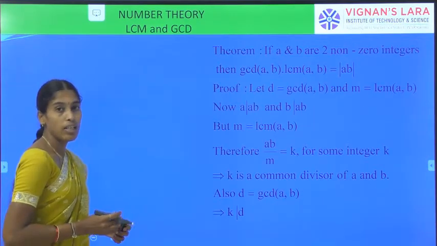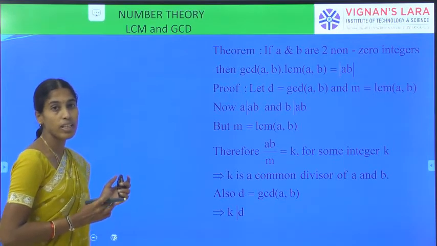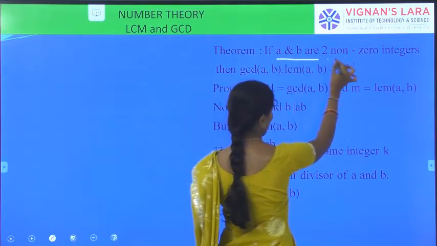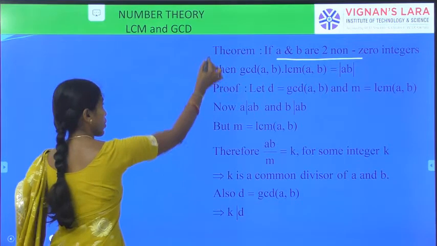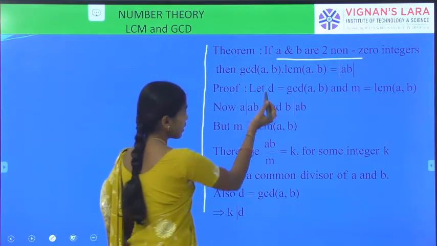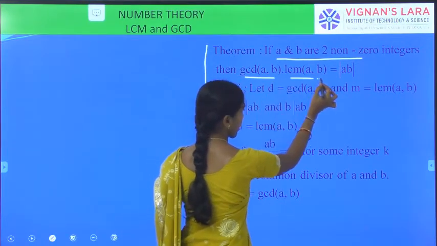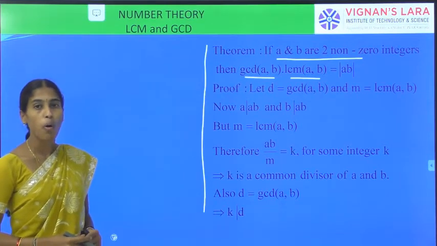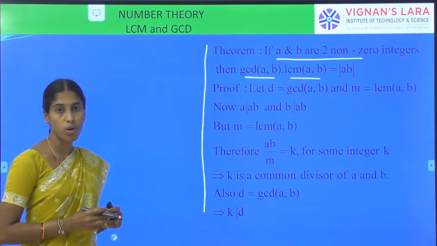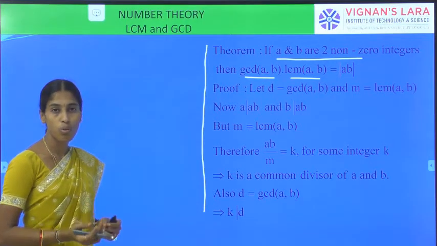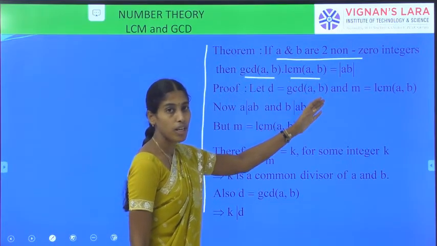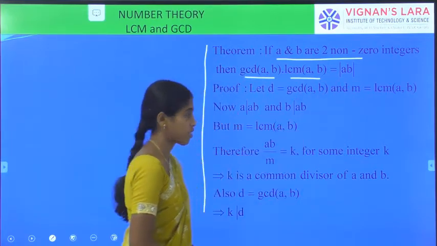Next we will see the result, otherwise the theorem, which gives us the relation between LCM and GCD. If A and B are two non-zero integers, then GCD of A comma B into LCM of A comma B is equal to modulus of AB. Just now we discussed that the LCM value is always positive and the GCD value is also positive. When we multiply GCD and LCM, it is nothing but the product of those two numbers, right? See the proof.